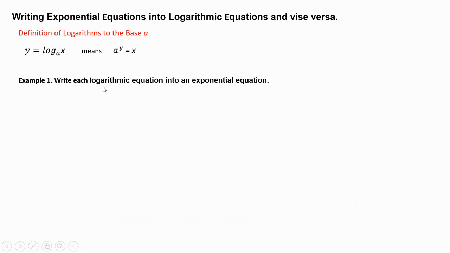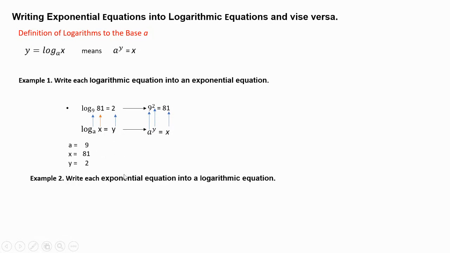Example 1, write each logarithmic equation as an exponential equation. So this is my logarithmic equation. I want to know what the a is, what my x is, and what my y is. If you notice, my a is 9, my x is 81, and my y is 2. So then you go back to the exponential form, and it's going to be 9 squared equals 81, because my a was 9, my y is 2, and my x is 81.